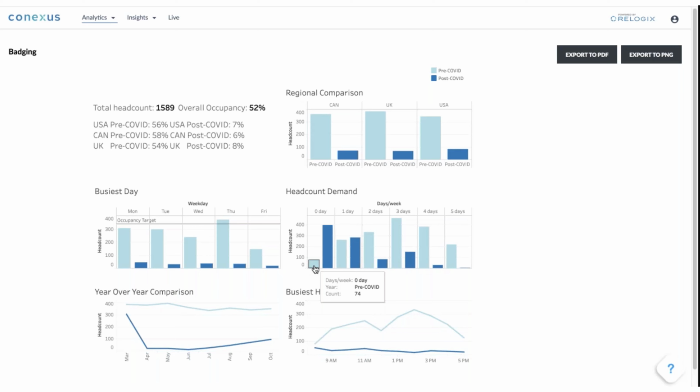What's interesting is if you look at pre-COVID, in this example, only 74 people were coming in zero days a week, or not coming into the office at all. And then post-COVID, that number has now skyrocketed to 398. On the flip side, where you saw the majority of people coming in 3 days a week, now you're seeing only 150 coming in 3 days a week. So it enables you to really look at what the behavior and performance of your space was before COVID, and what it looks like now.